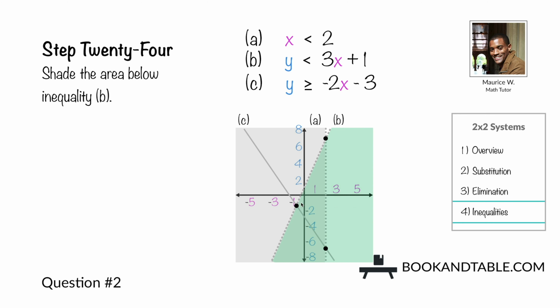So we see A and B overlap here. And now step 25, shade the area above inequality C since it's greater than. So you go to C and you shade the points above that line. And the only place where all 3 solutions overlap is on the inner part of these 3 points. So this would be the solution to question number 2.